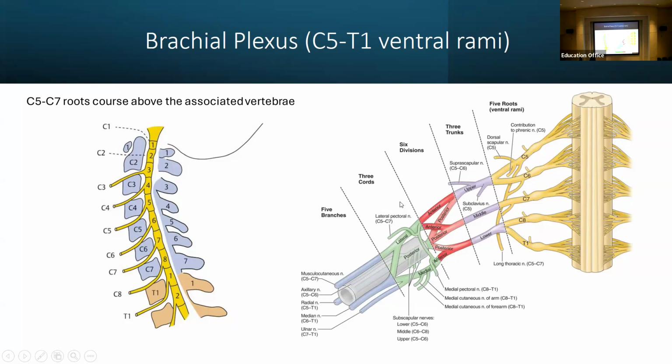The lateral cord will become the musculocutaneous nerve, and the posterior cord will become the axillary and radial nerves. The medial cord and the lateral cord join together to form the median nerve, which is basically from C5 to T1. And part of the medial cord will become the ulnar nerve, which is usually C8, T1. Okay.